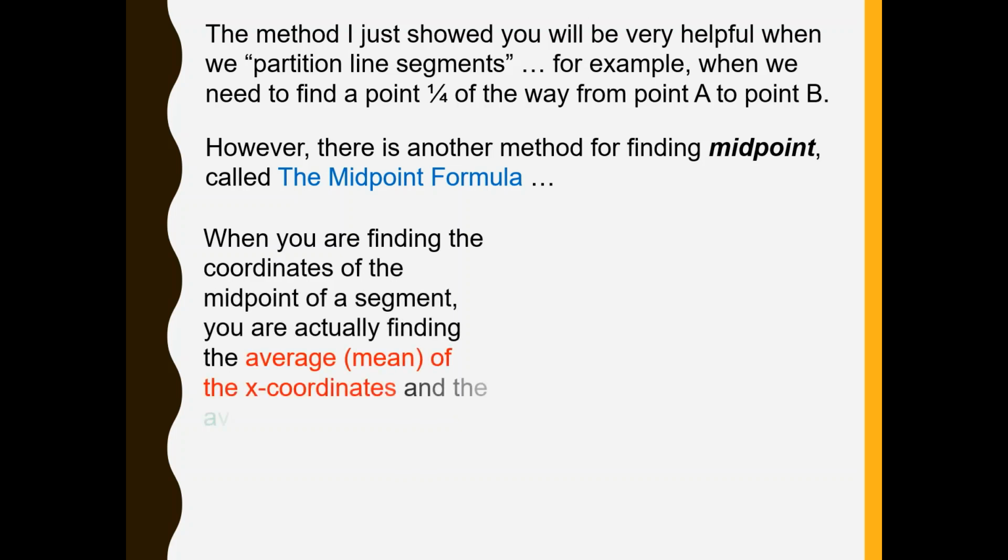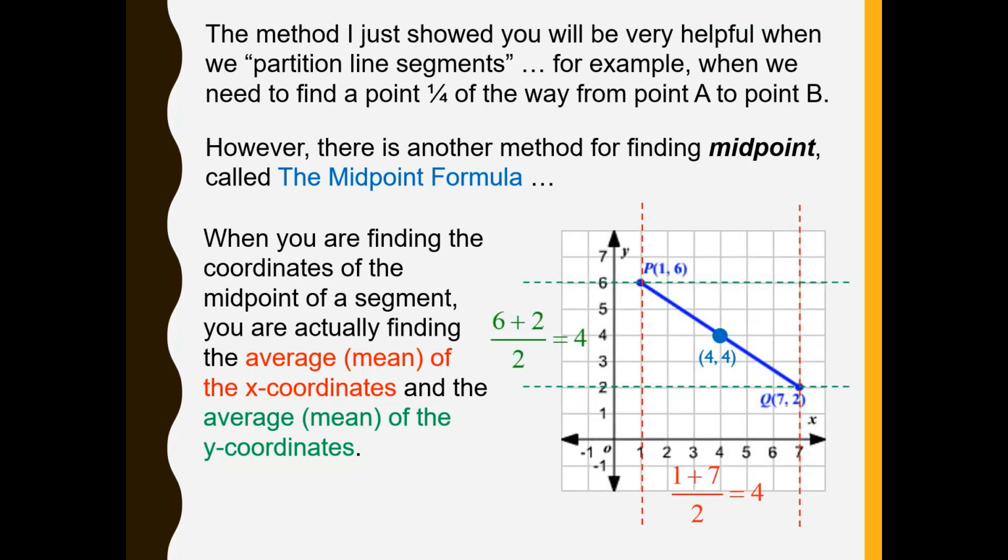If we average the x coordinates and average the y coordinates, we're finding halfway in between. Let's look at the original diagram, and we're going to average in red at the bottom the x coordinates. That means I add up the x coordinates, 1 plus 7, and divide by 2. I'll do the same thing vertically. Add up the y coordinates, 6 plus 2, divide by 2.